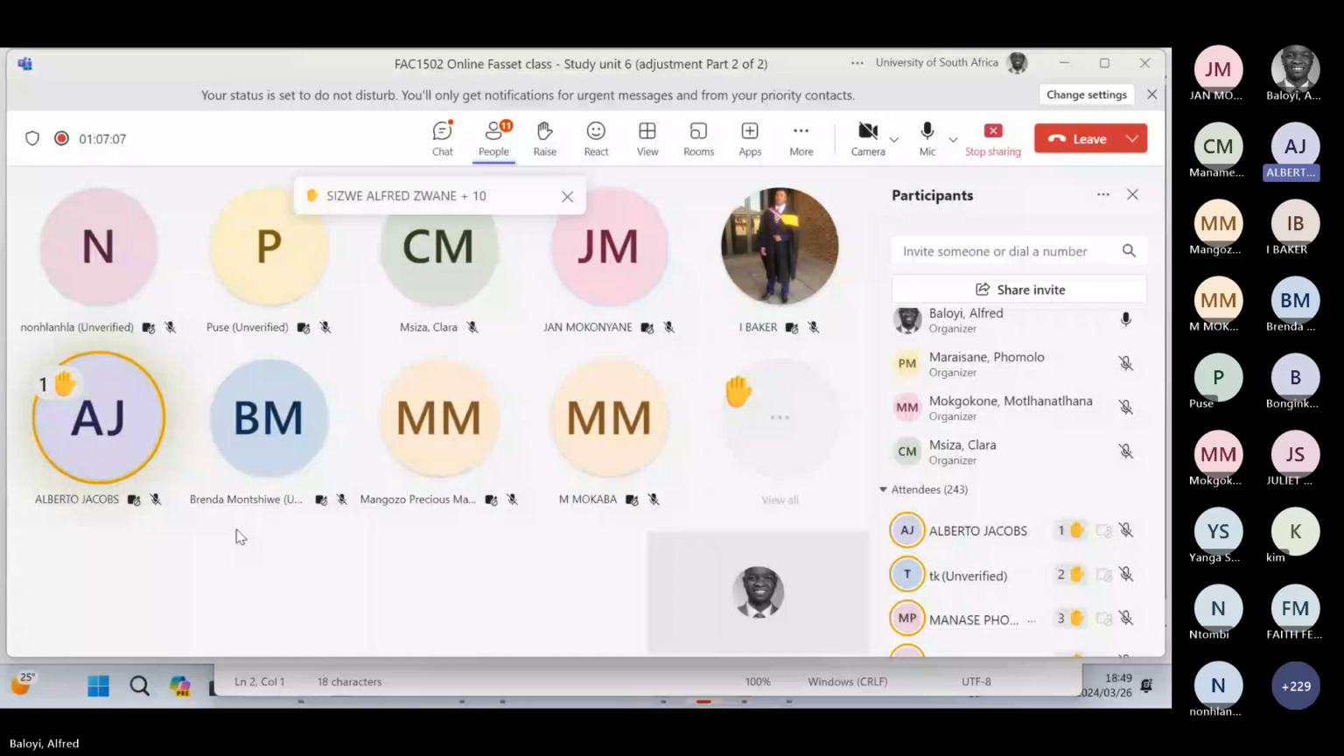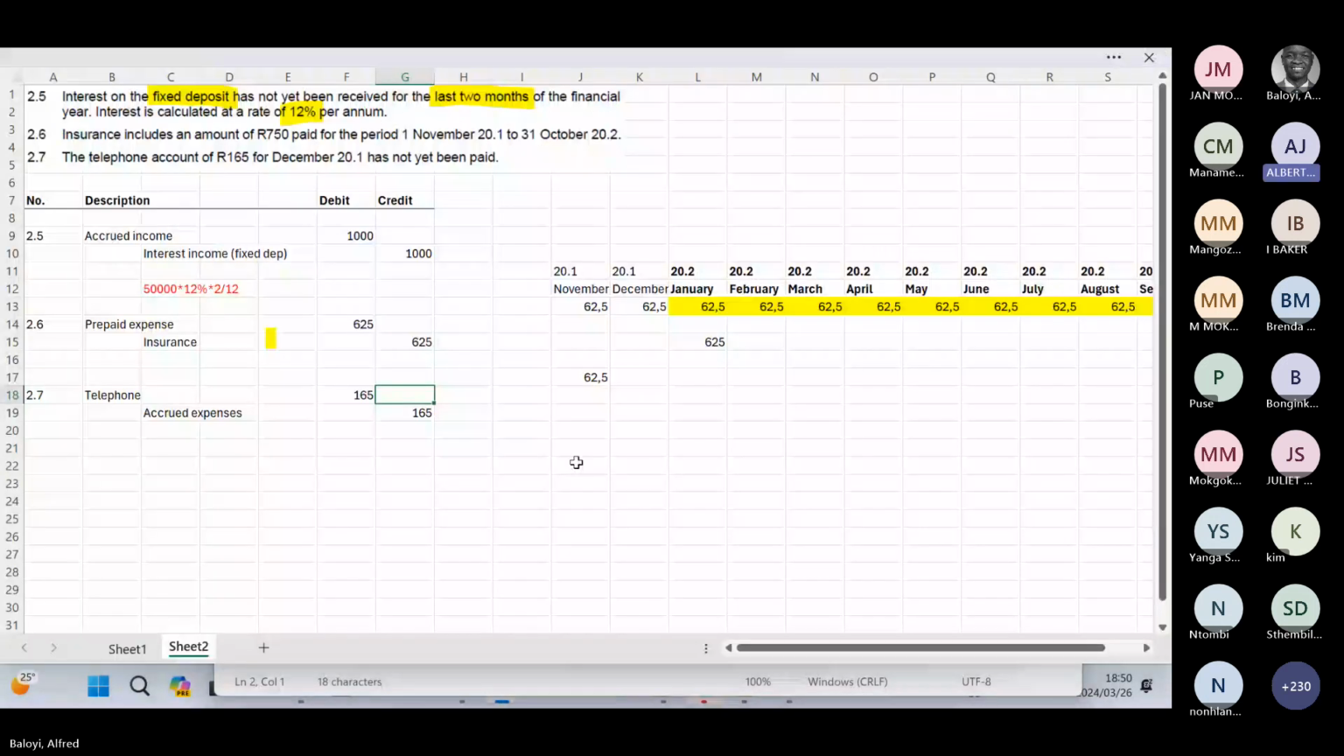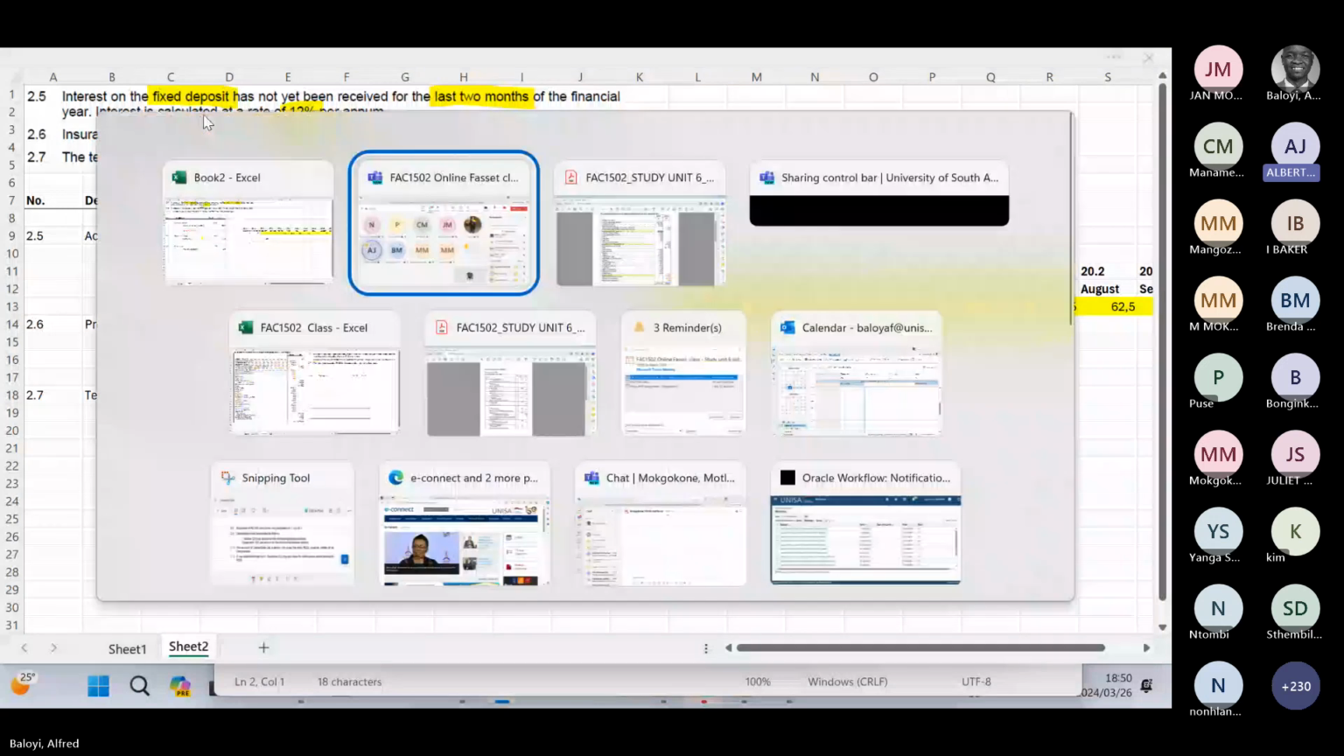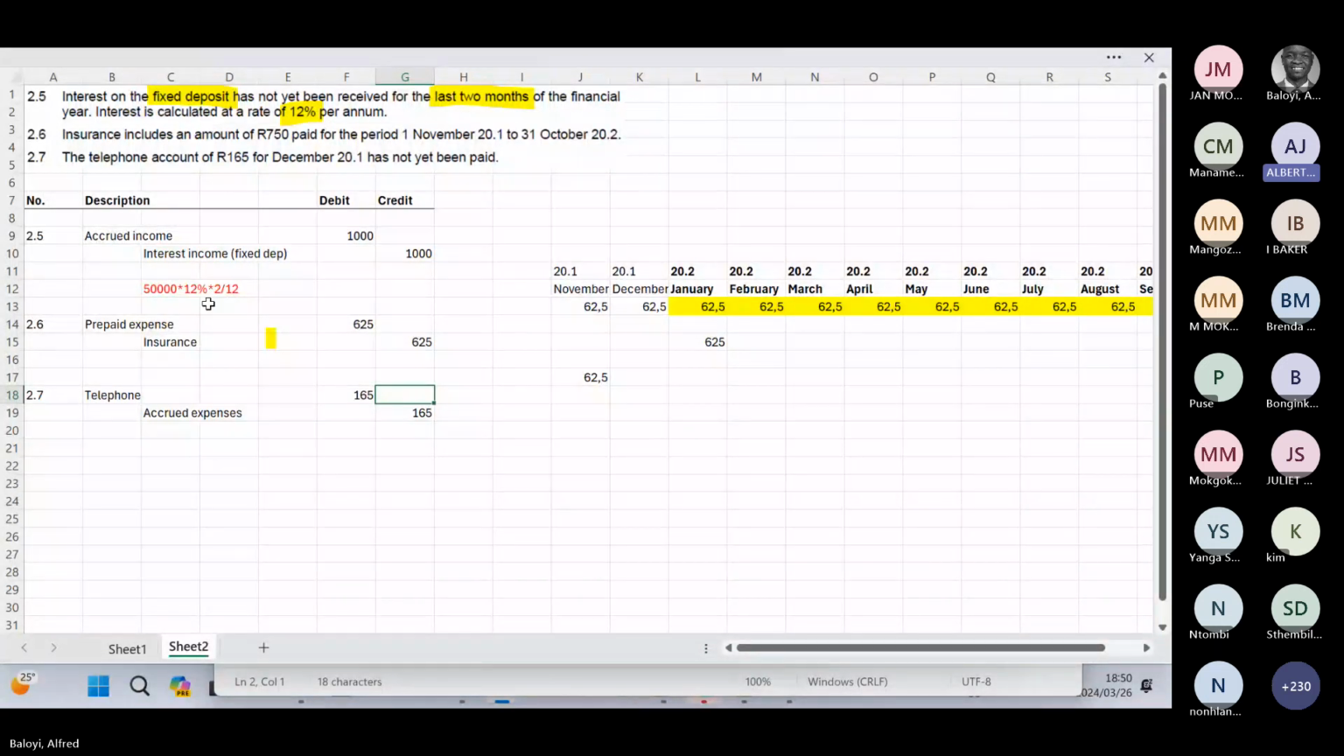Okay, I'm a little bit confused, but let me just re-say. So the 50,000, which was the fixed deposit, on the statement. You multiply it by 12, and then you divide it by 12 and multiply it by 2. Is that what Sir was saying? Let's say you multiply it by 12%, which is the interest rate. And then you want to allocate it for 2 months outstanding. So you multiply it by 2, divide by 12. Multiplying by 2, divide by 12, you're allocating it for 2 months.